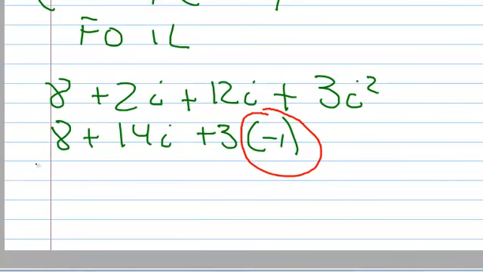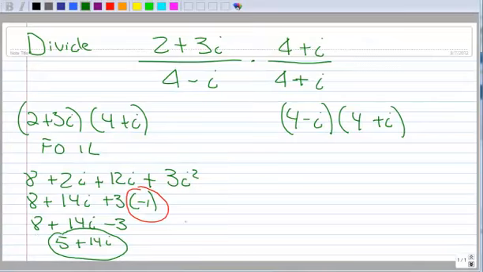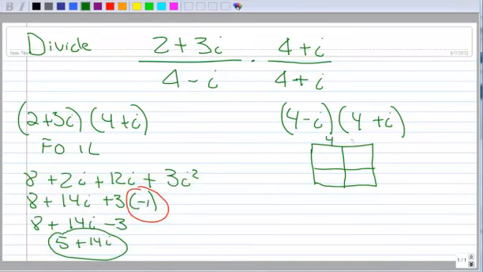Let's go ahead and see where that gives us. So I have 8 plus 14i. So 3 times negative 1, that's a minus 3. So now I can combine these like terms. So 8 minus 3 is 5. So I have 5 plus 14i. So that's going to end up being my numerator when I'm ready. So let's go ahead and multiply these two together, and let's use the box method for these, just so I'm demonstrating two different things. You can do it however you want, but I like to demonstrate different techniques, and so students that are familiar with this, that might be helpful.